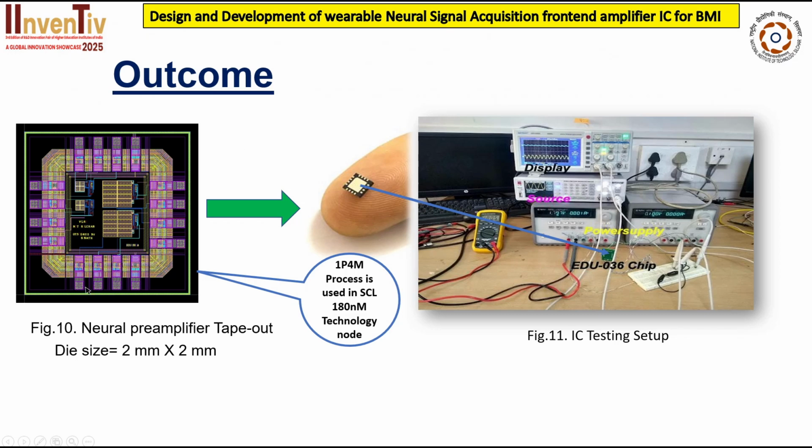And this is the final outcome, the tape out of the neural amplifier, where we have used a 2 mm by 2 mm die size, which is the minimum die size of SCL, and which is designed using the 1 poly 4 metal process in SCL 180 nanometer technology. And this is the test setup in the VLSI Lab at NIT Silchar, where it is found to be working as an amplifier for low amplitude signals.